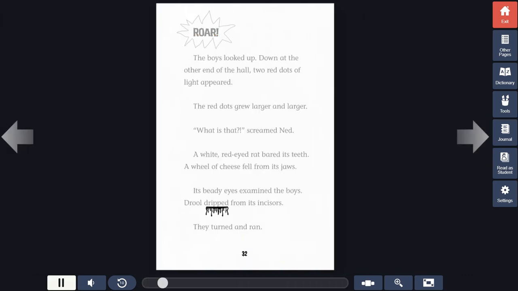Roar! The boys looked up. Down at the other end of the hall, 2 red dots of light appeared. The red dots grew larger and larger. "What is that?" screamed Ned. A white, red-eyed rat bared its teeth. A wheel of cheese fell from its jaws. Its beady eyes examined the boys. Drool dripped from its incisors. They turned and ran.